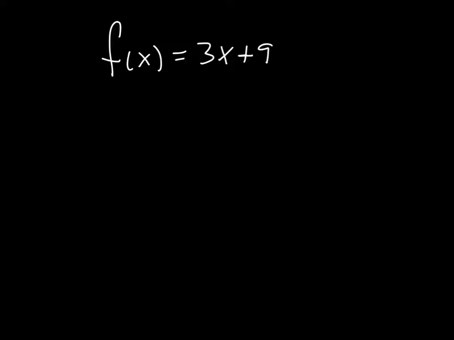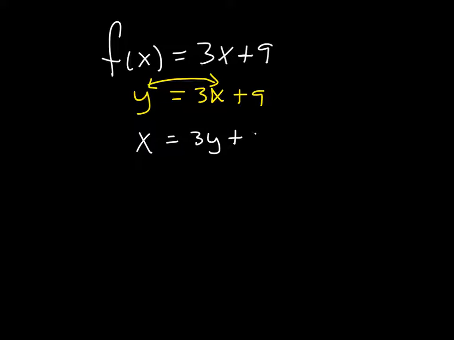Okay, let's try this one more time. What we're going to do is change f of x to y. And now, one of the other things you can do is, you remember on the last one, I switched the x and y at the end. You can actually switch it beforehand. If you want to switch these two, make this x equals 3y plus 9. And now solve for y, and you won't have to do that at the end.